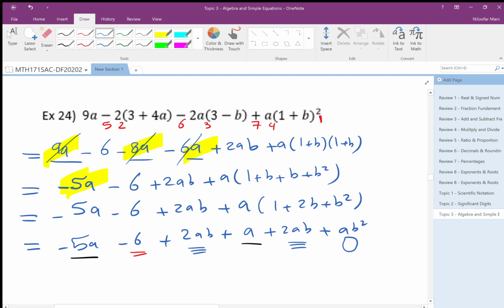Okay, nice. I group them all. Now I can collect them. Minus 5a and a, so it's minus 4a. So I cross them. The other one is minus 6, so I collect. Done. So 2a and 2a, so it's 4ab, 2ab, 2ab, 4ab, and the last one is ab squared, and I'm done.